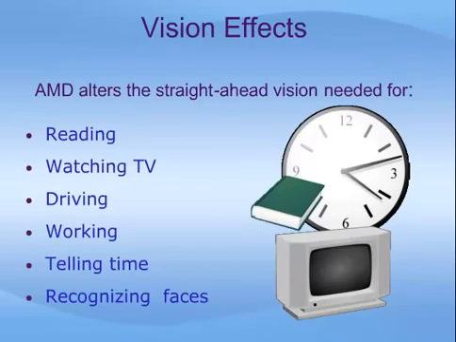AMD alters the central vision we require for activities like reading, watching TV, driving, working, telling time, or recognizing faces. Someone with AMD might require a magnifying glass or more light to read. They might need assistance with daily living, or might have difficulty driving, for example.